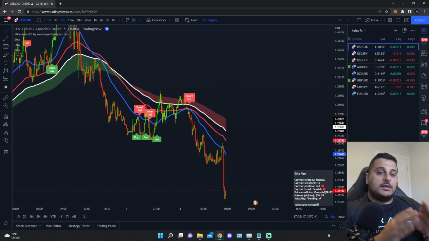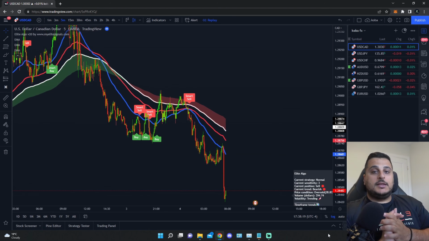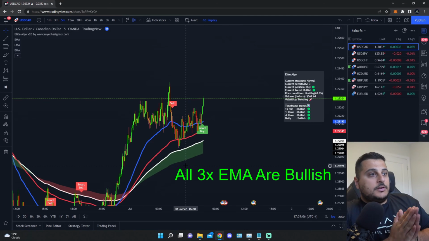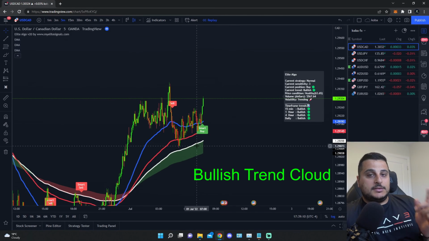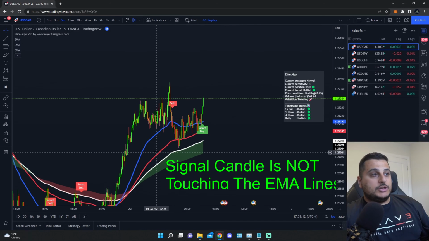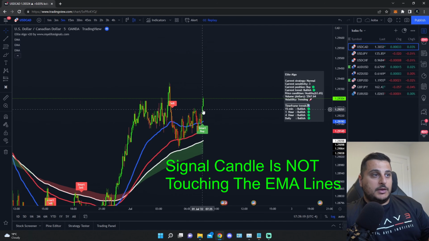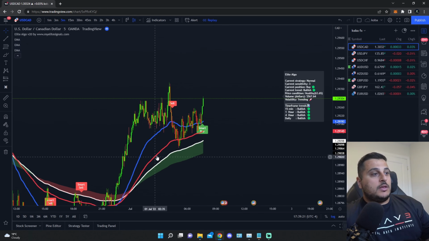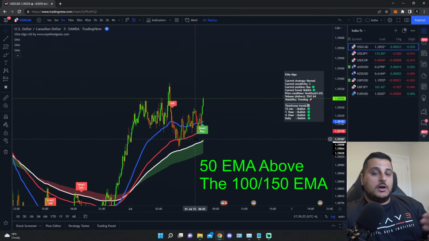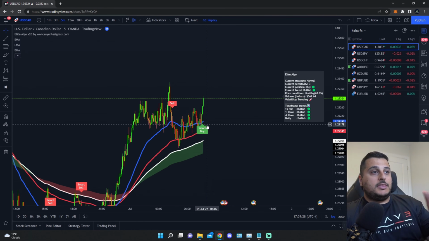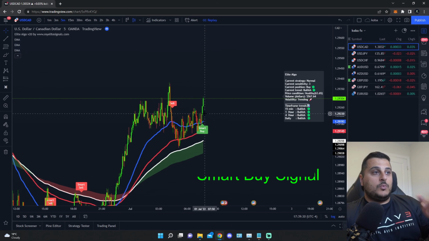Now let me show you guys a couple buy scenarios so you guys can understand exactly what to look for when you're placing a buy in the market. Okay, so here's another example of a buy signal this time. So we have the green trend cloud. That's step number one. Number two, we want to make sure that the candle where the buy signal is not touching one of these lines, right? We can see this candle right here is not touching one of these lines. We want to make sure that the blue moving average, the 50 moving average, is above the other two moving averages, and that we have a smart buy signal. We have that over here.